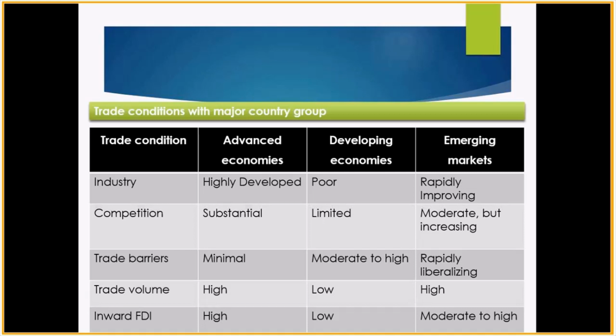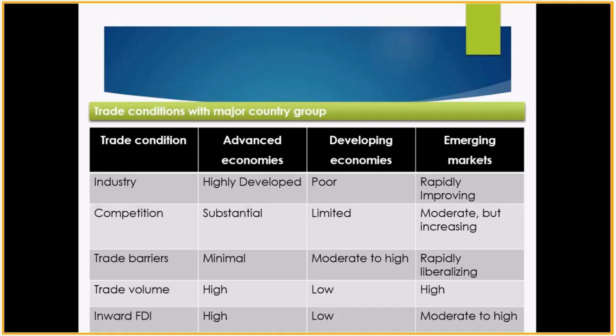So they are looking into easing up the process of starting a trade activity, right? So these are rapidly liberalizing. On the other side, developing economies, moderate to high, so the trade barriers are very high, or you can say moderate, right? In developing economies, because they are not really open, they are not really interested to invite a lot of international companies, right? So the trade barriers are a bit high.